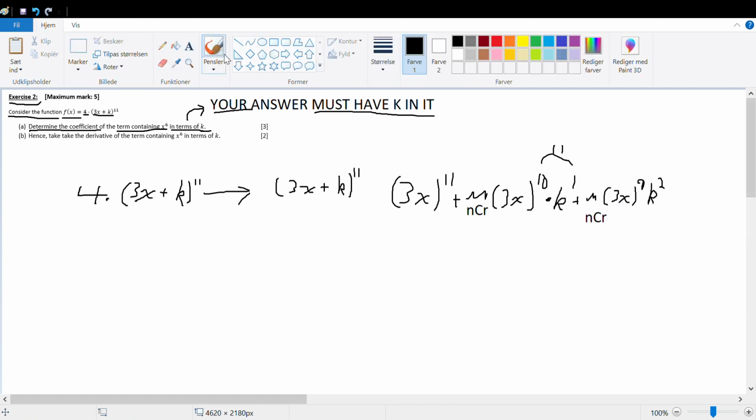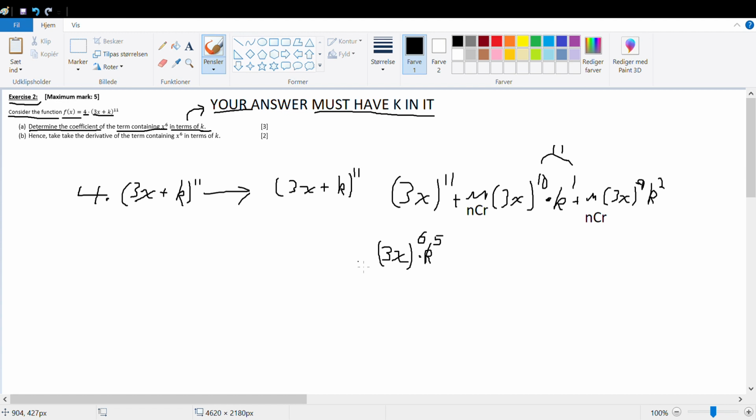So when are we going to see an x to the 6th? Obviously, we're going to see an x to the 6th when we have something like this, 3x to the 6th. Now, what should k be taken to then? Well, if we would like it to maintain that 11, we would have to say k to the 5. It would have to be a 5 that we bring it up to. So that's exactly what we'll do.